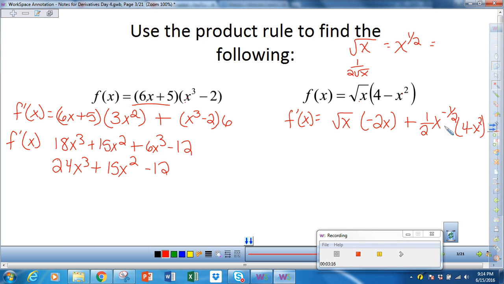So once again, how much you simplify just depends upon your teacher. So I would probably say this becomes, remember, radical x can be written as x to the 1/2, so this is going to give us negative 2x to the 3/2. And distributing the 1/2 here, we get 2x to the negative 1/2, and then minus 1/2 x to the, what is this, 4/2, so 3/2. Okay.